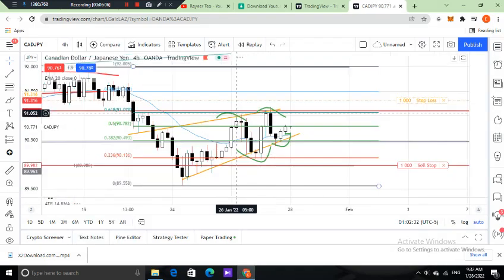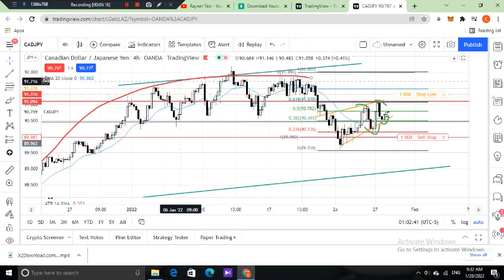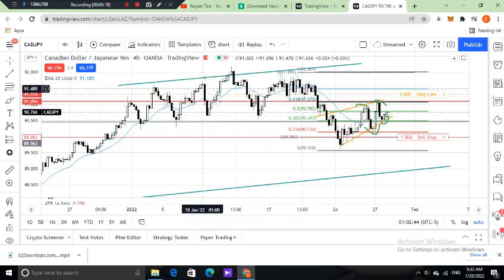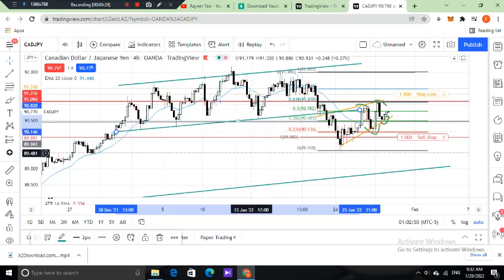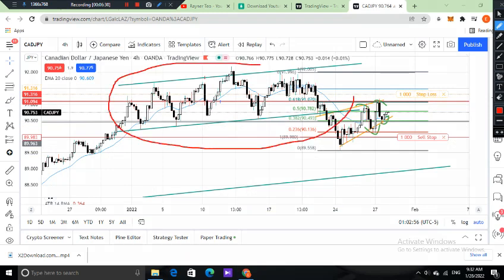If you look at it in 4-hour time frame, what do we have? At some point there was a channel here. Let me erase some of these lines to make it more pleasant. At some point here we had this bull channel. Can you see it? It's something between a bull channel and a trading range. In a channel or trading range, you sell high and you buy low.